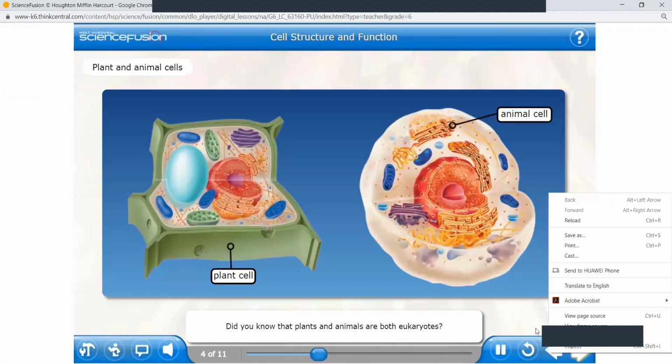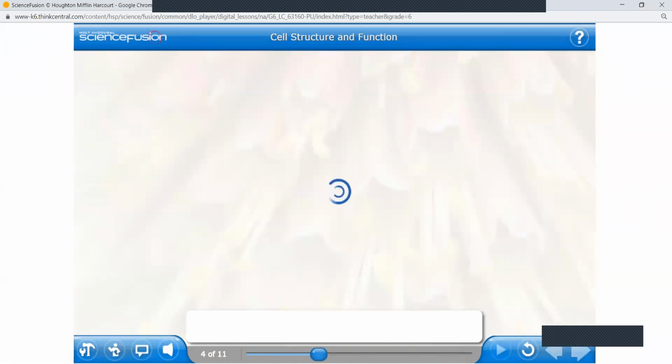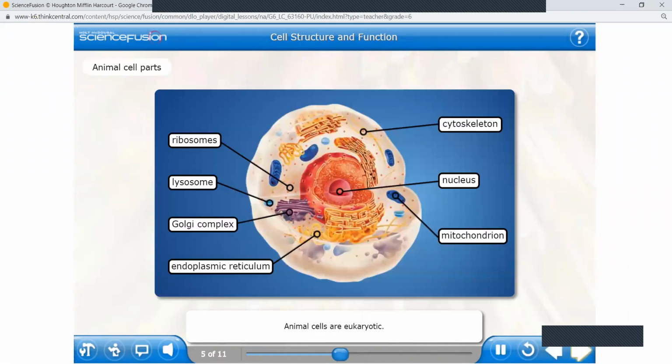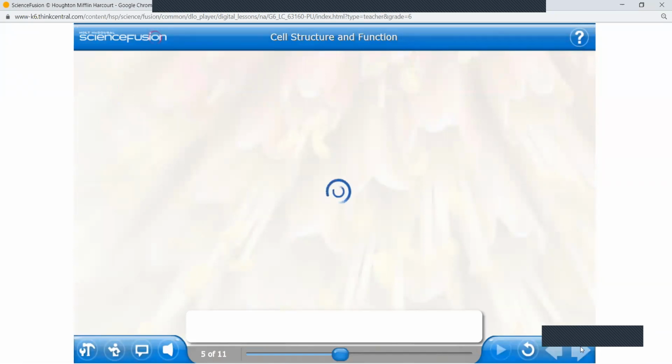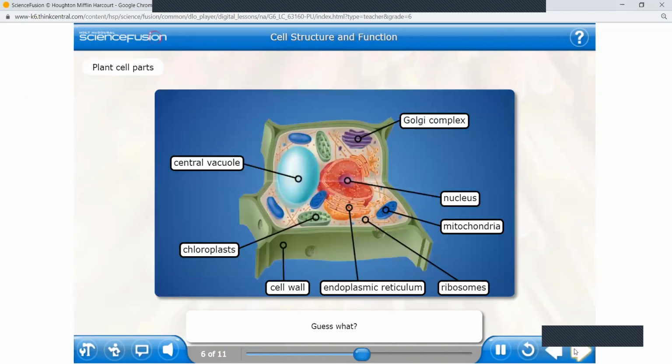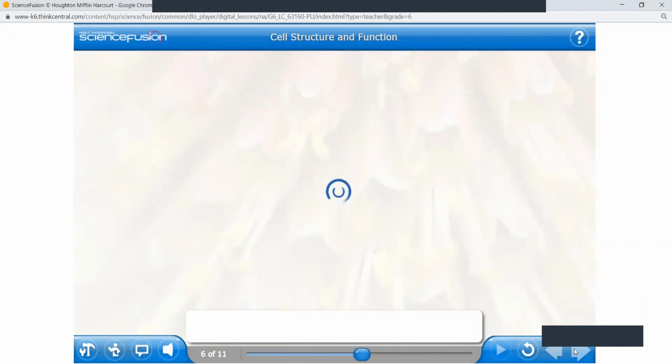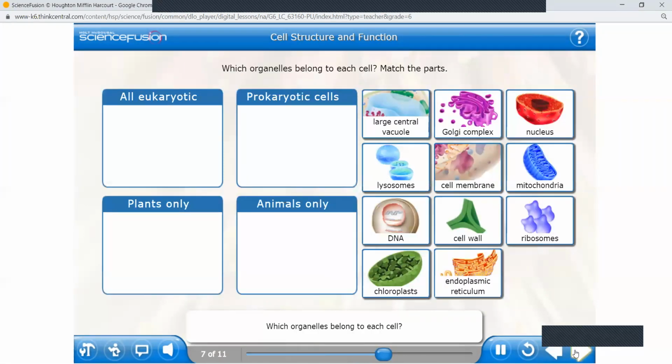Did you know that plants and animals, animal cells are eukaryotic? Guess what? Which organelles belong to each cell? Now you will drag the parts and organelles that belong in each cell into the proper boxes. From what you've already studied, you'll be aware that some of these organelles will belong in more than one cell.